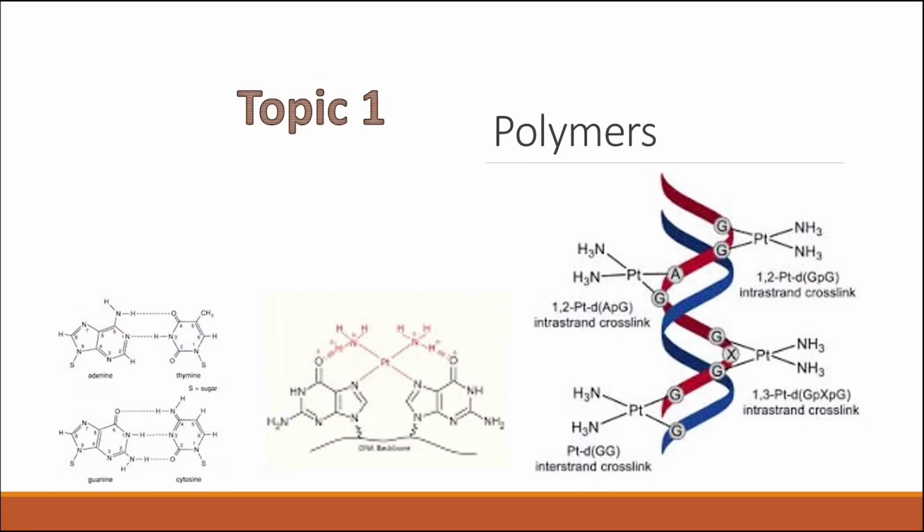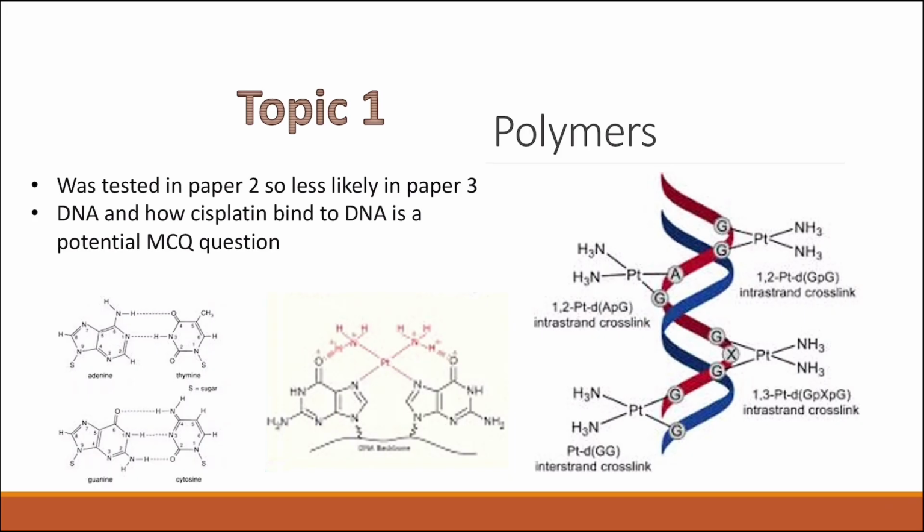Now I'm going to move on to talk about the topics that are potential for the multiple choice questions. The first one is polymers. Polymers has been an extensive question in paper 2, so it's less likely in paper 3. However, DNA wasn't in paper 2. And the things that might be a potential question for paper 3 and MCQ related to DNA are: how does cisplatin bind to DNA? You need to know that cisplatin, which is a complex, has its two chlorines replaced, or substituted, by the two nitrogens on the guanine nitrogenous bases.